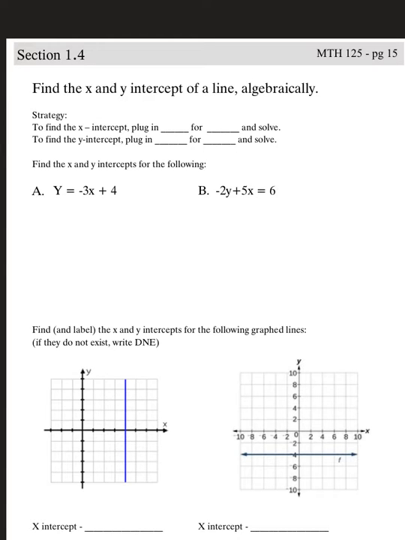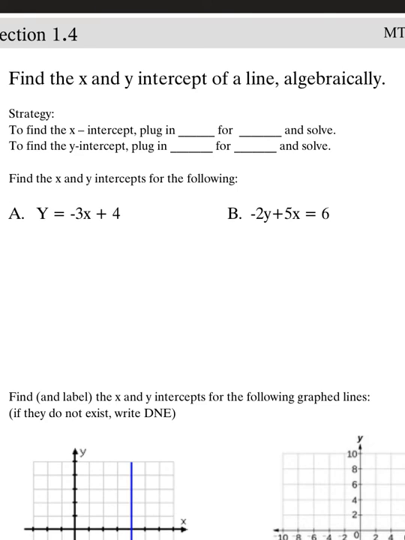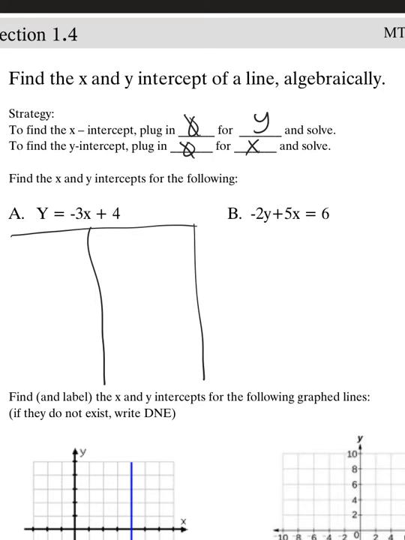And it's very simple. So to find the x-intercept, we are going to plug in 0 for y and solve. To find the y-intercept, you're going to plug 0 in for x and solve. I know it sounds crazy. It's really not that bad. So what I usually do is I kind of set myself up with two different areas.